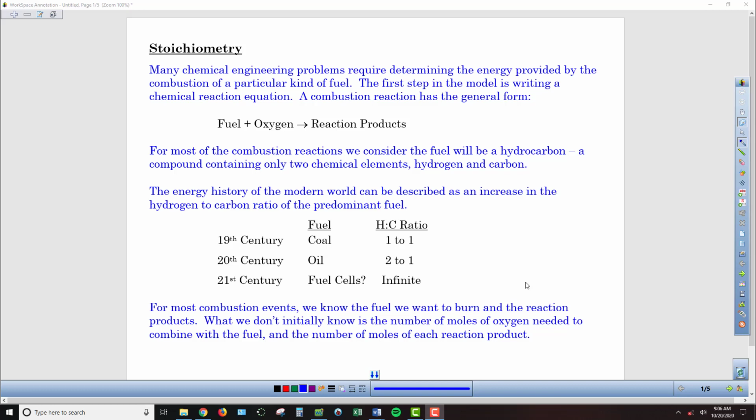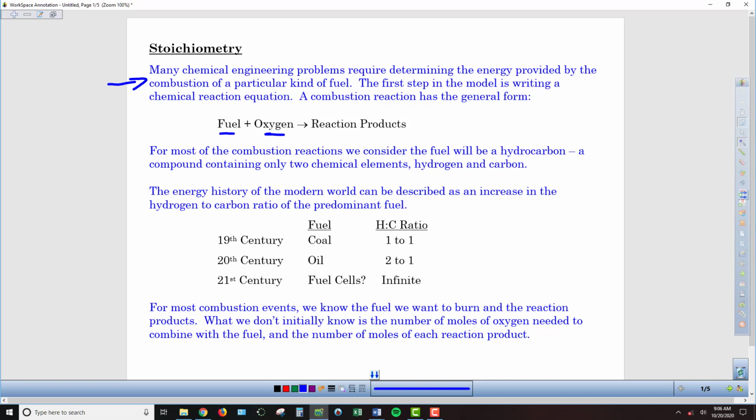Many chemical engineering problems are about trying to figure out how much energy you're going to get from burning a particular fuel. By burning, we mean combusting. Combustion is just the reaction of that fuel with oxygen to create some sort of reaction products plus heat. And then that heat, again, is used to drive some other process.